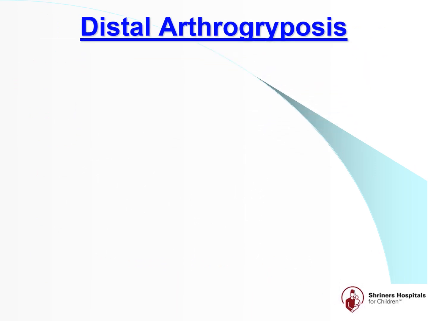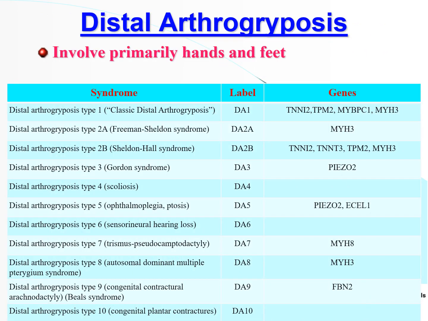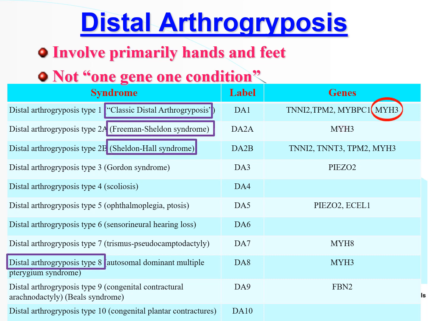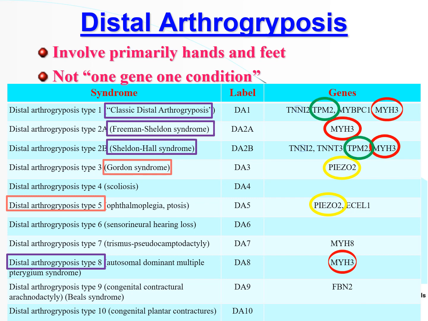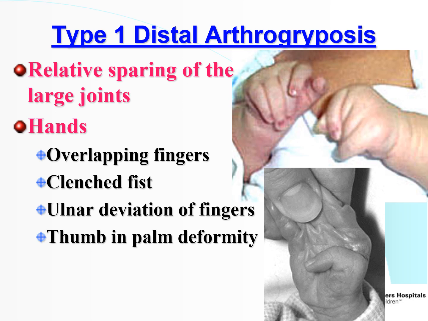Here is a table of the 11 most common distal arthrogryposes with their causative genes next to them. It used to be thought that each condition was caused by its own gene, known as one gene, one condition. But now we know that one gene can underlie multiple of these conditions, and similarly, different genes can lead to the same type of distal arthrogryposis. Likely we'll find that there's more of a continuum between these conditions than we now appreciate. Let me now describe a few of these conditions.